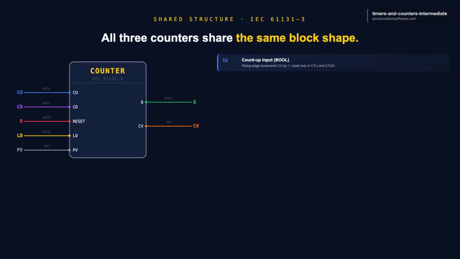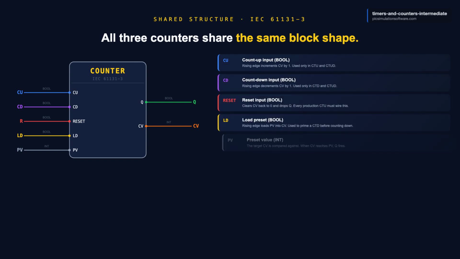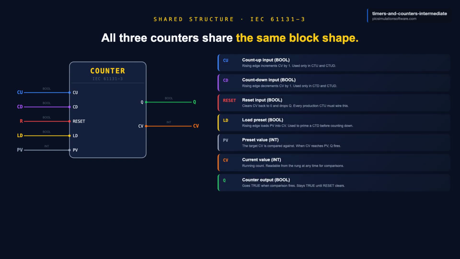Every modern PLC counter follows the same shape defined by IEC 61131-3. There are several pins. CU increments the count on a rising edge of its input. CD decrements on a rising edge. Reset clears the count back to 0. LD loads a preset value into the current value. PV is the preset, the target the counter compares against. CV is the current value, the running count. Q is the output bit that goes true when the comparison condition fires.